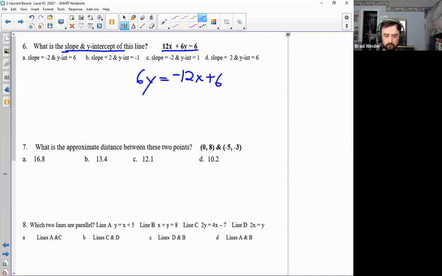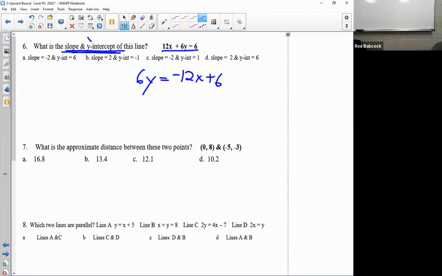On slope-intercept form, I always want y equals. What would you do next? Divide by 6. So the slope, what you see is what you get, is negative 2. And the intercept is 1. So multiple choice C is the answer.